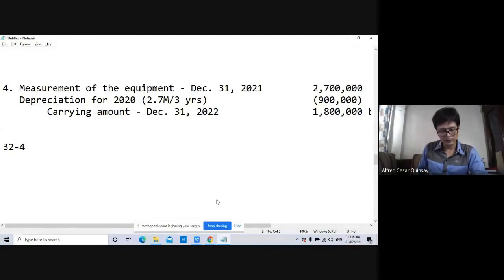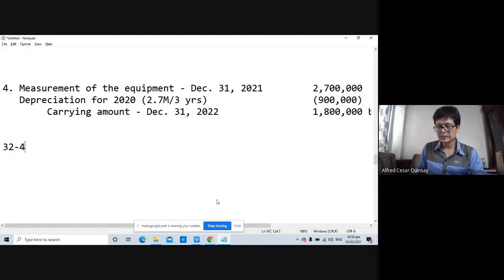Okay, so number 4 is C. An entity shall measure a non-current asset or disposal group classified as held for sale at the lower of carrying amount and the fair value less cost of disposal. Yan, the lower. Okay, number 5 is letter A.